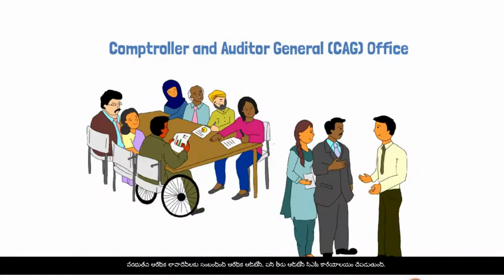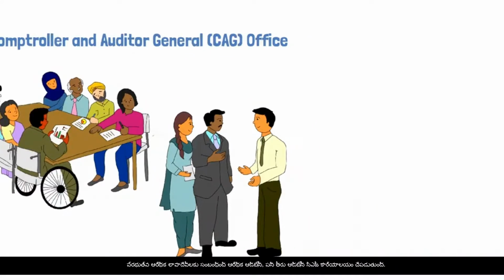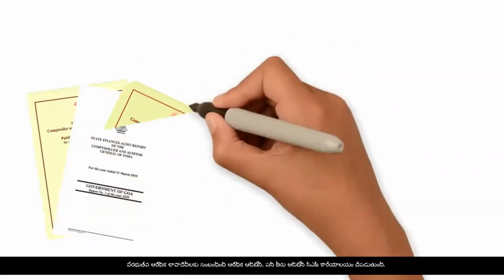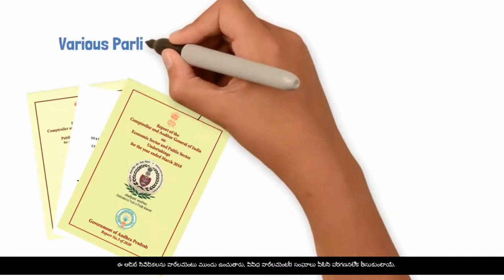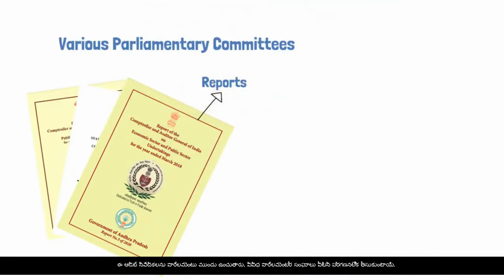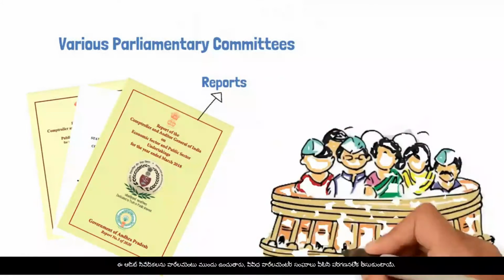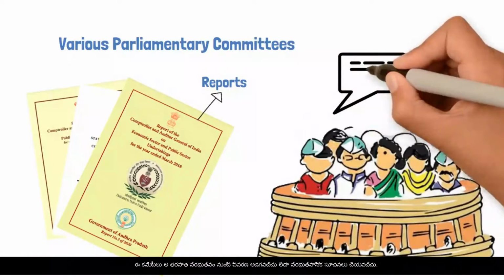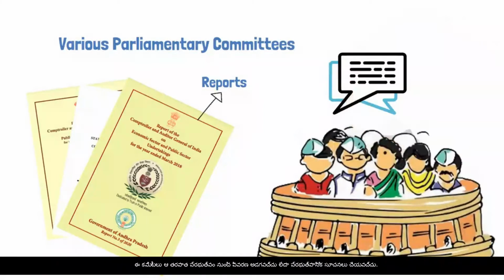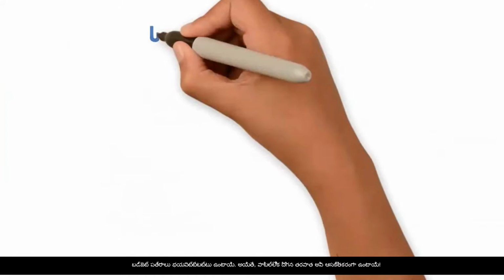The Office of CAG undertakes both financial audits and performance audits relating to financial operations of the government. The reports of these audits are tabled in Parliament and they are taken into account by the various parliamentary committees. These committees subsequently are expected to seek explanations from or make suggestions to the government.